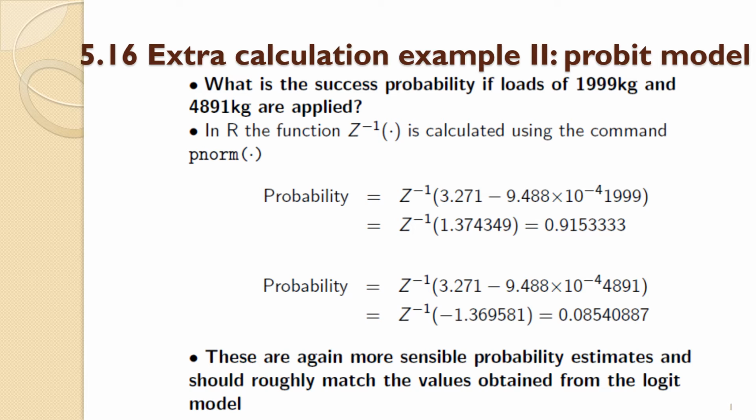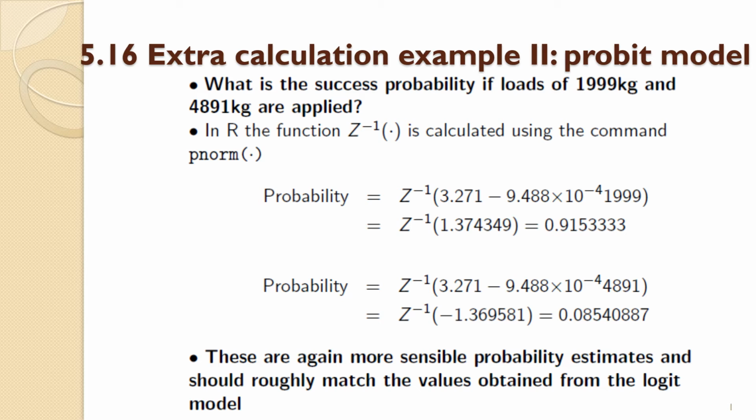So I've done here 1.374349. That is just applying in R the function pnorm to this number, 1.374349. So you get 0.1153333 in this case, and then it's exactly the same way for the second calculation. So this function applied to the output of the regression equation. So the function pnorm in R applied to this number here, minus 1.369581, that is 0.8540887. So these are again much more sensible probability estimates.